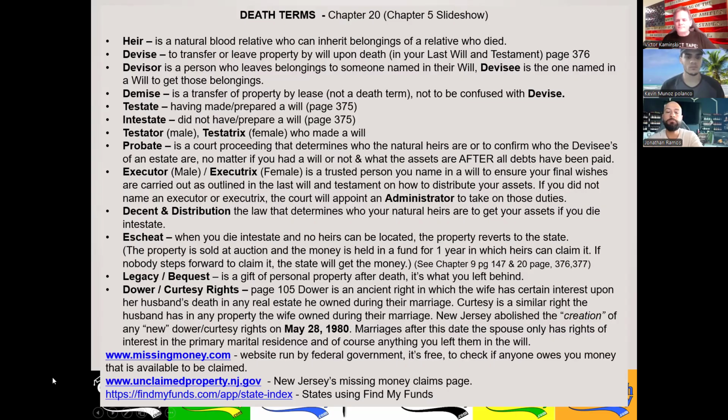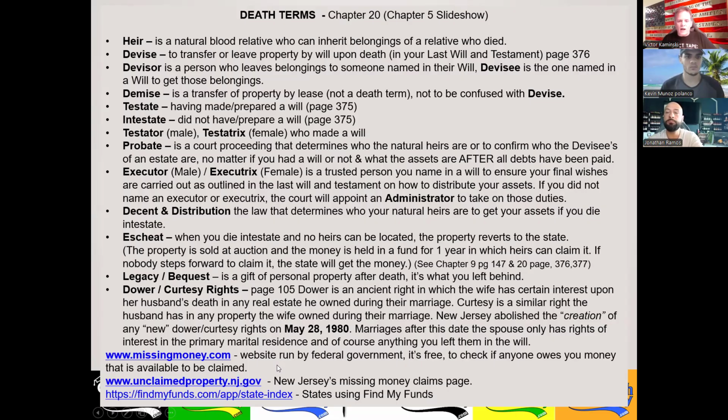Now, by the way, missingmoney.com, this is a government run website. It is free. You don't need to put credit cards or anything like that in there. New Jersey pulled out of missingmoney.com and instead created their own page called unclaimedproperty.nj.gov. So if you or a relative has money being owed to them, it could be that you have a relative maybe that died and they had some assets and they didn't have a will or anything. They could be sitting out there waiting to be claimed.